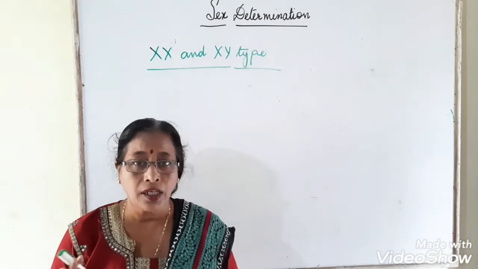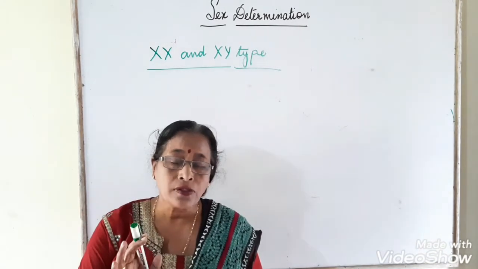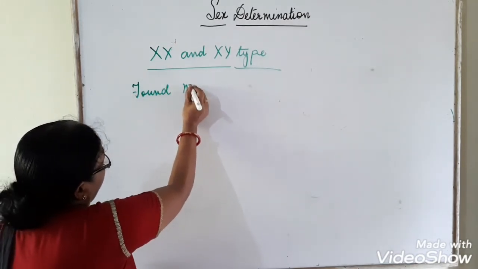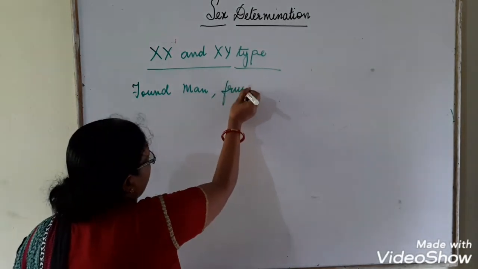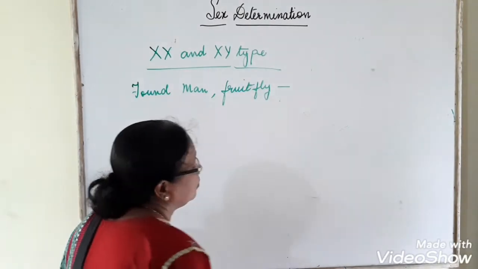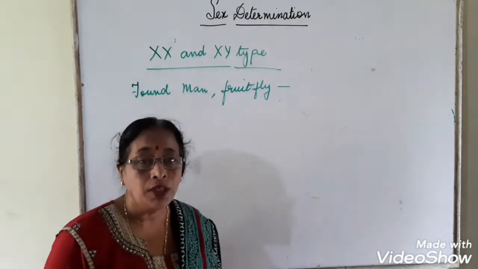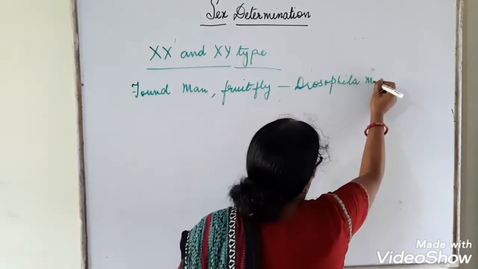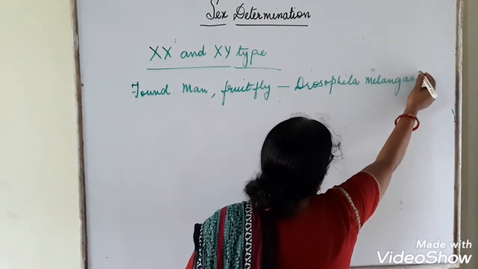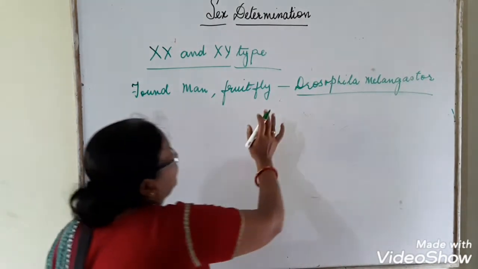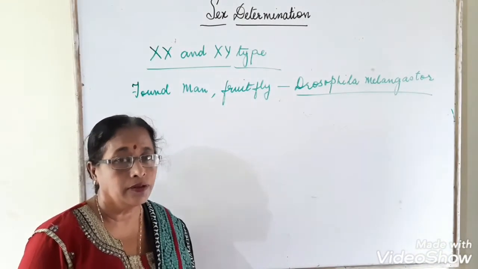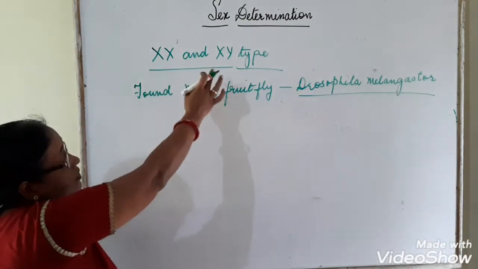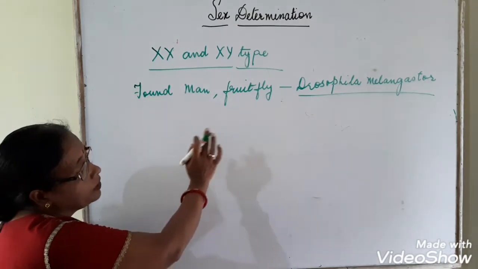Now let us understand the XX and XY type of sex determination. XX and XY type of sex determination is found in man, that is human beings, and fruit fly. The scientific name of fruit fly is Drosophila melanogaster. A frequently asked question in the board examination is the scientific name of fruit fly. It is Drosophila melanogaster. So XX and XY type of sex determination is found in human beings and fruit fly.